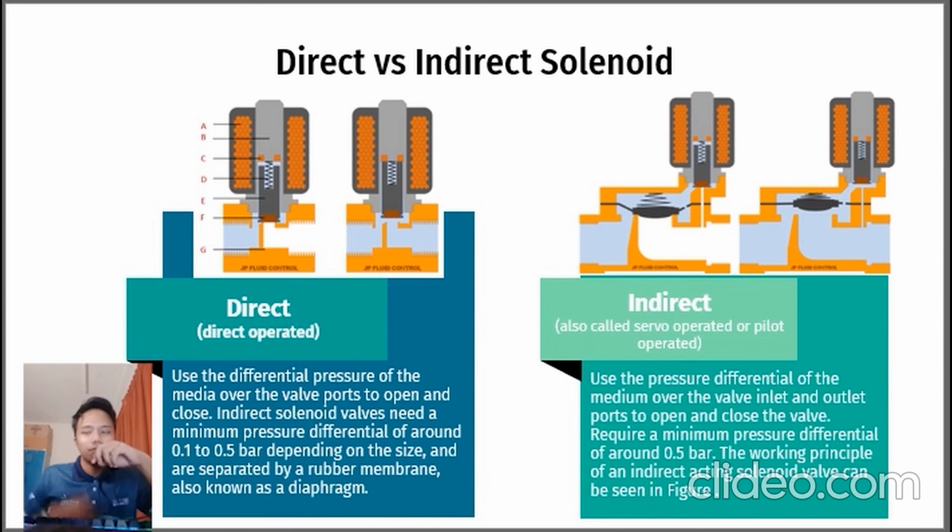Indirect solenoid valves operate differently to direct operated solenoid valves and use the differential pressure of the media over the valve ports to open and close. Indirect solenoid valves need a minimum pressure differential of around 0.1 to 0.5 bar, depending on the size, and are separated by a rubber membrane, also known as the diaphragm. The membrane in an indirect acting solenoid valve has a small hole which allows the medium to flow up to the upper compartment. That's it. Thank you.